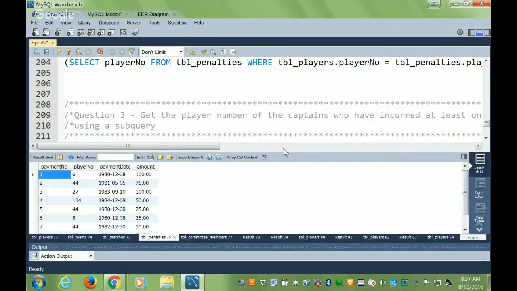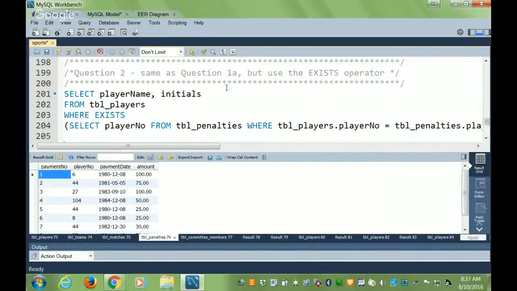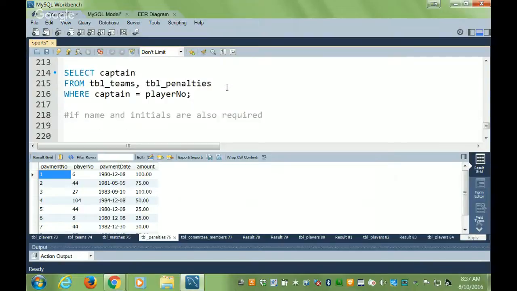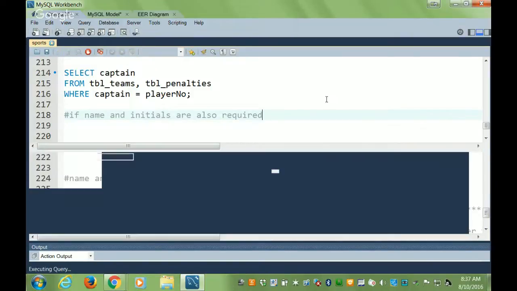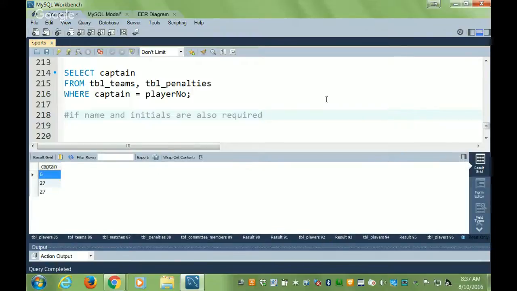So I must have 2 answers, right? So this should give me 2 answers. The player number is all I asked, 6 and 27. Let's do it. Oh, they're repeating more than once because 27 paid 2 penalties. So we'll use distinct. Right?